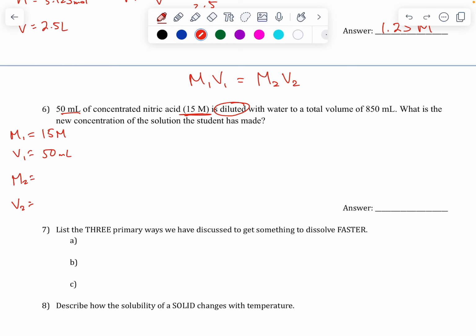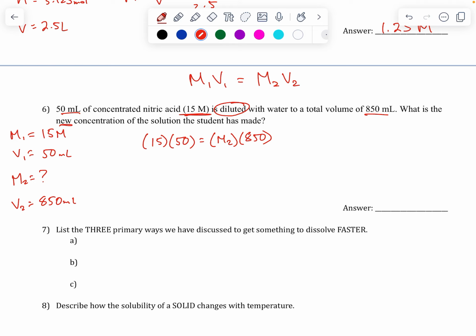Look for keywords like diluted or changes or evaporate. Those are the keywords that help you differentiate between what's M1 and M2, what's V1 and V2. It's asking me what the new concentration is, which is another keyword that tells me I'm looking for M2. And of course, after the dilution, I have 850 milliliters. Our equation is above, so I won't write it again. We just plug in what we know: 15, we know 50, we don't know M2, and then we have 850.